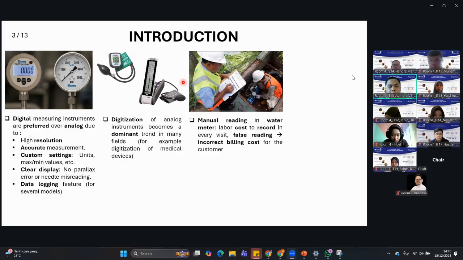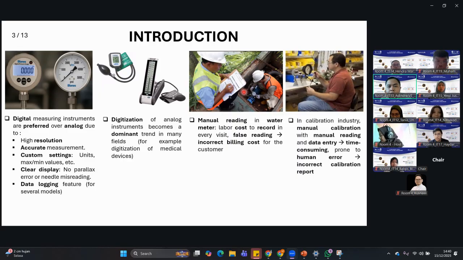And manual reading of water meters also has a labor cost to record on every visit. And if there are any false readings, it will cause incorrect billing costs for the customer. And in the calibration industry, manual calibration with manual reading and data entry is time consuming and prone to human error. And if there's any error, it will make an incorrect calibration report.